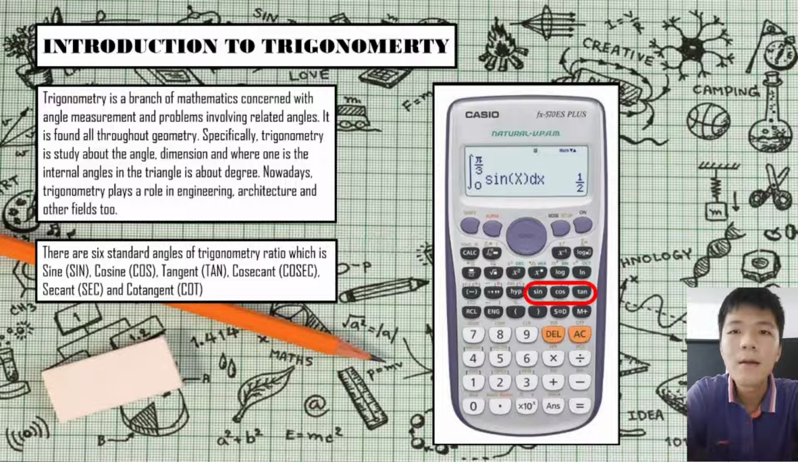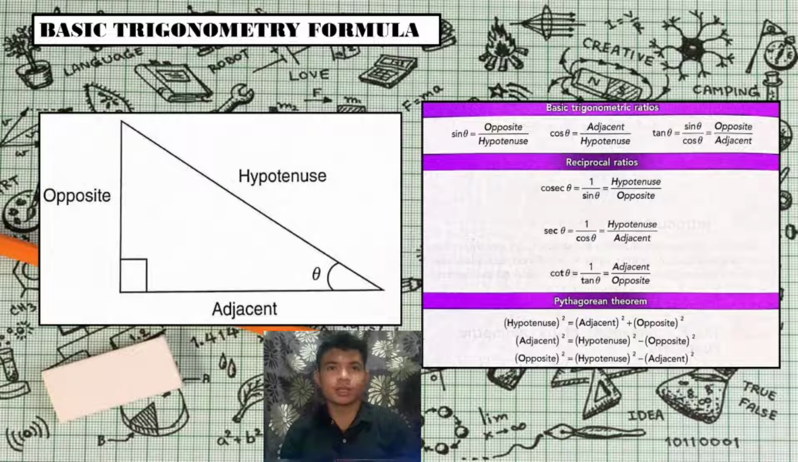Besides that, there are 6 standard trigonometric ratios: sine, the symbol is sin; cosine, the symbol is cos; tangent, the symbol is tan; cosecant, the symbol is cosec; secant, the symbol is sec; and cotangent, the symbol is cot. In trigonometry, there are 3 different formulas in calculation: the basic trigonometric ratio, the reciprocal ratio, and the Pythagorean theorem.